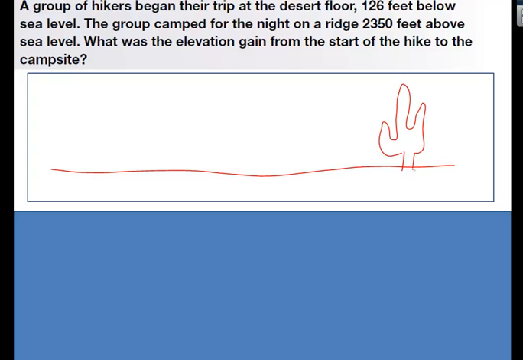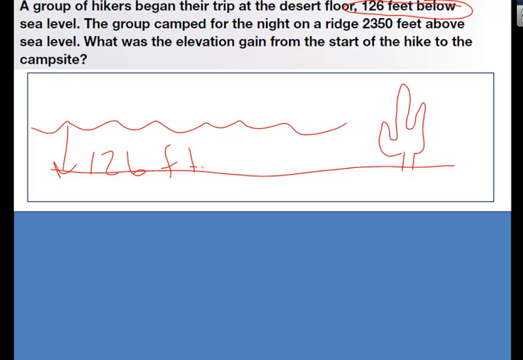And so it says the hikers began their trip at the desert floor. So they started right there, 126 feet below sea level. So this desert floor was 126 feet below sea level. So here's our sea level. And this is 126 feet below it. The group camped for the night on a ridge 2,350 feet above sea level. What was the elevation gain?